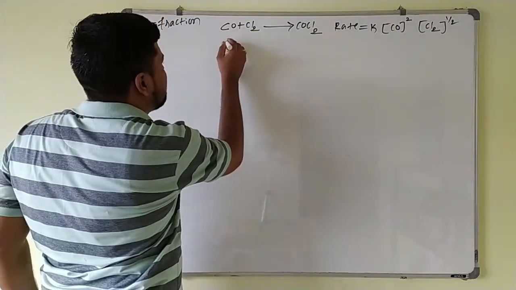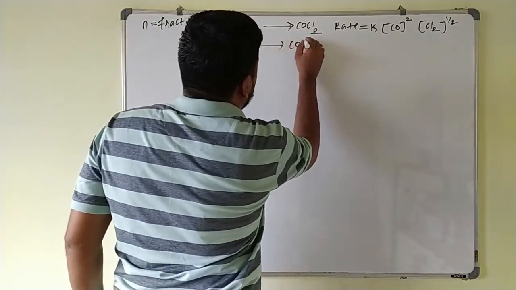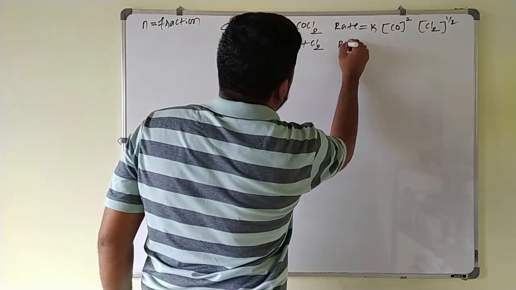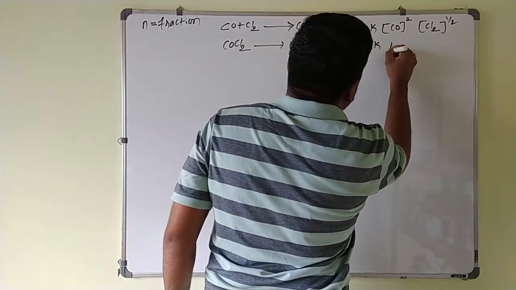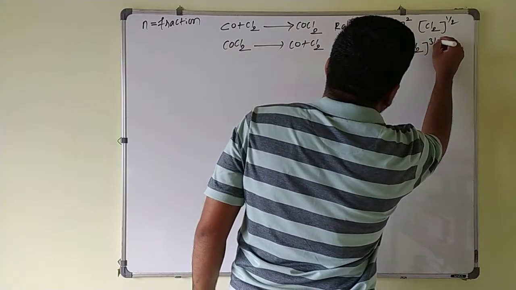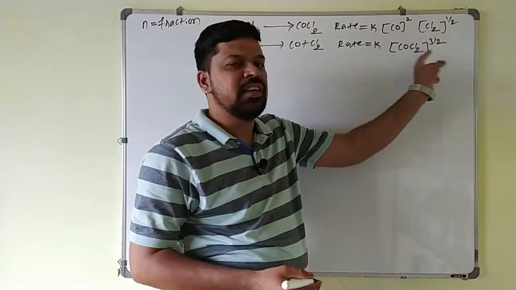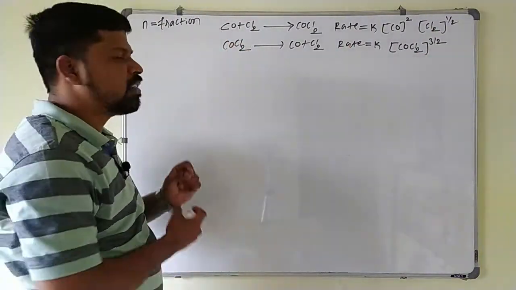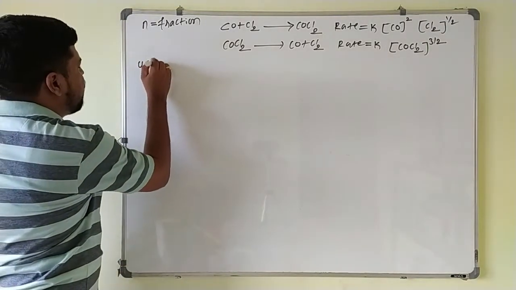Again this reaction is reversed. COCl2 is giving CO plus Cl2. For this one, the rate equation is written as K into molar concentration of COCl2 power 3 by 2. Again the order of the reaction is what? Fraction here. So these are the examples for fractional order reaction.